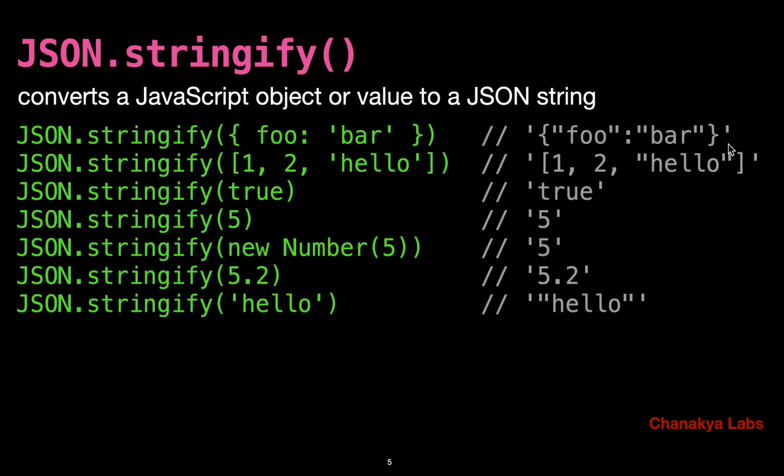If you print, obviously those quotes will not be printed, but it is a string where the contents of that string is JSON. And that is a valid JSON, which means that the key needs to be in double quotes, and all the strings also have to be in double quotes. So all that transformation is automatically done for us by this JavaScript method.